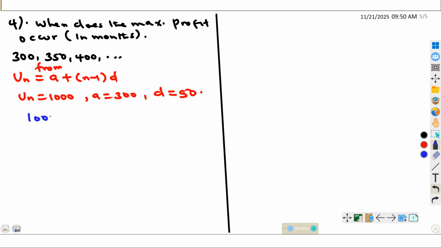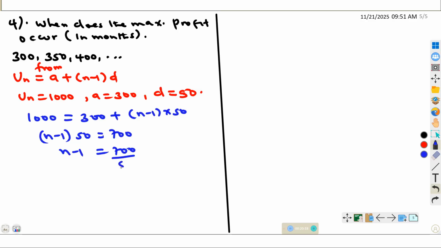So 1,000 is the same as 300 plus n minus 1 times 50. Meaning n minus 1 times 50 is 1,000 minus 300, which is 700. So n minus 1 is 700 divided by 50, and n minus 1 is the same as 14. So n will be 15.